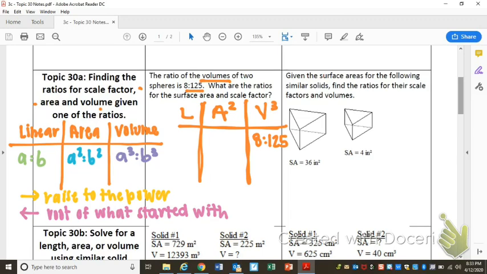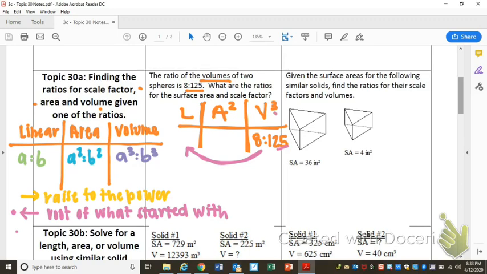Okay. What are the ratios for the scale factor and the surface area? Just like before, when we did special right triangles, we always wanted to go back to square one. That has not changed. You always want to go back to square one. So we always want to go to the linear first. Whenever we are going backwards, that means that we are going to root whatever we started with. So we're actually going to cube root our 8 and our 125.